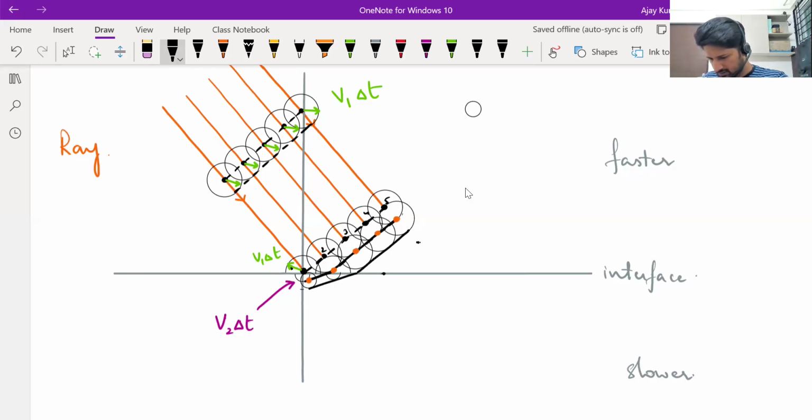After another small duration of time, the wavefront will be like this. Some more time later, a little while later, it will be like this. And finally, the wavefront completely enters into the second medium at this angle.